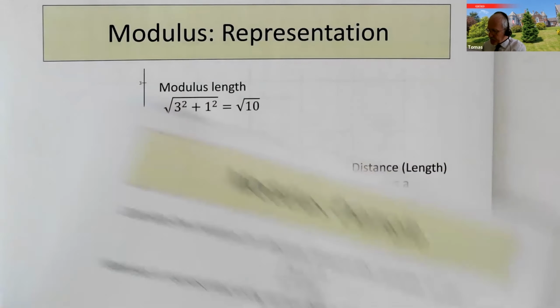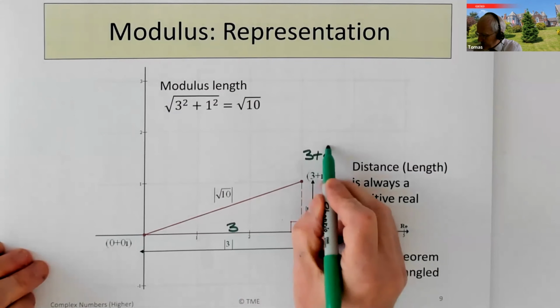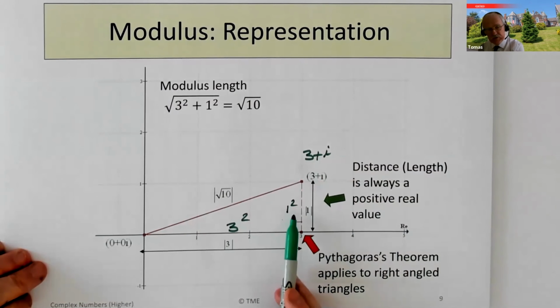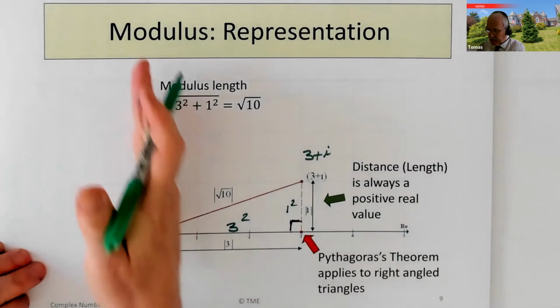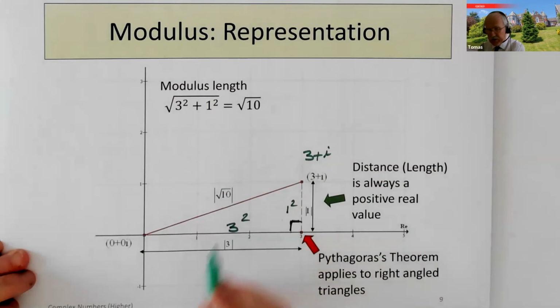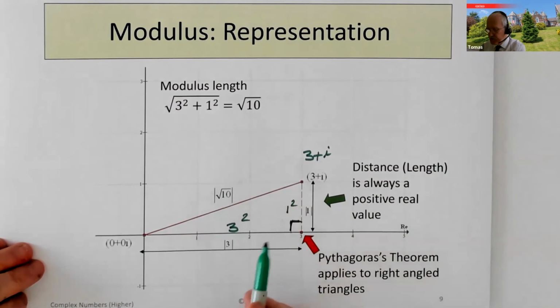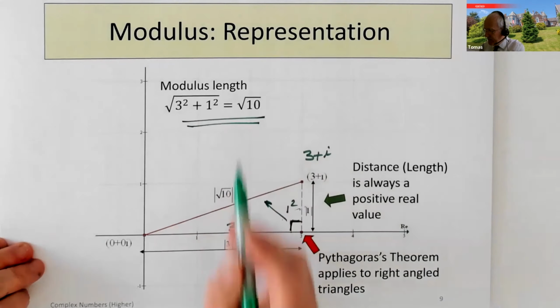So here it is in the diagram. We've got 3 out and 1 up, so 3 plus i, 3 squared and 1 squared. Note it's not minus the 1 squared. Distance is always out there. So if that is a right angle triangle, because these are perpendicular, just like the xy coordinates, we've got 3 squared plus 1 squared is 10, and then we take the square root of that. So we're using Pythagoras' theorem: the sum of the squares on the other two sides is equal to the square on the hypotenuse, the side opposite the 90 degree angle. So that's our modulus length.